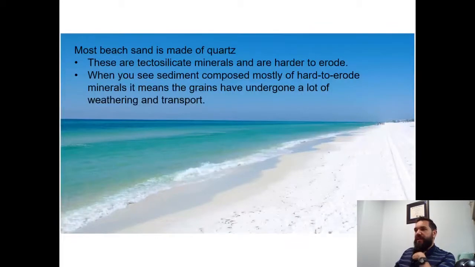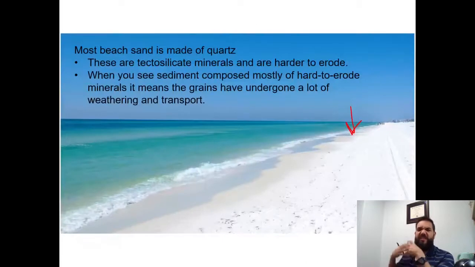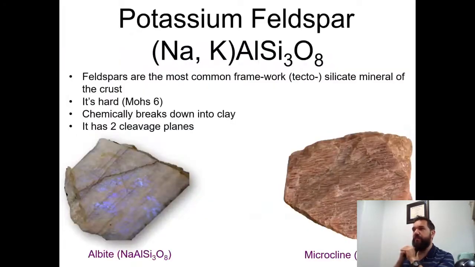So most beach sand is made of quartz. These are tectosilicate minerals. They're very hard to erode. So when you go to a beach, a lot of this is just quartz. And why is it quartz? It's because it's one of the last things to erode and break down. At a beach, there's a lot of tumbling and turning and gyrating, and that really erodes and weathers the minerals. That's how all you have left is quartz. That's why you have a lot of quartz at the beach.